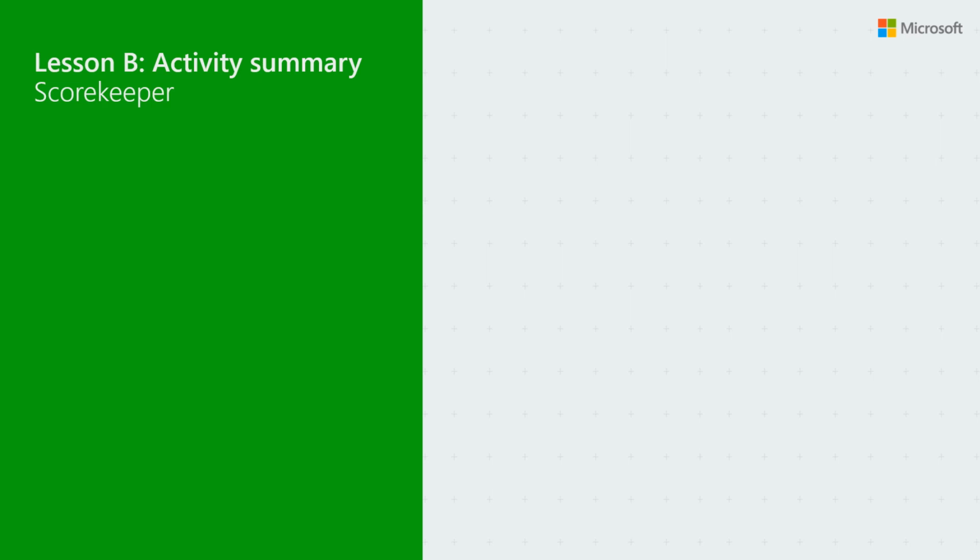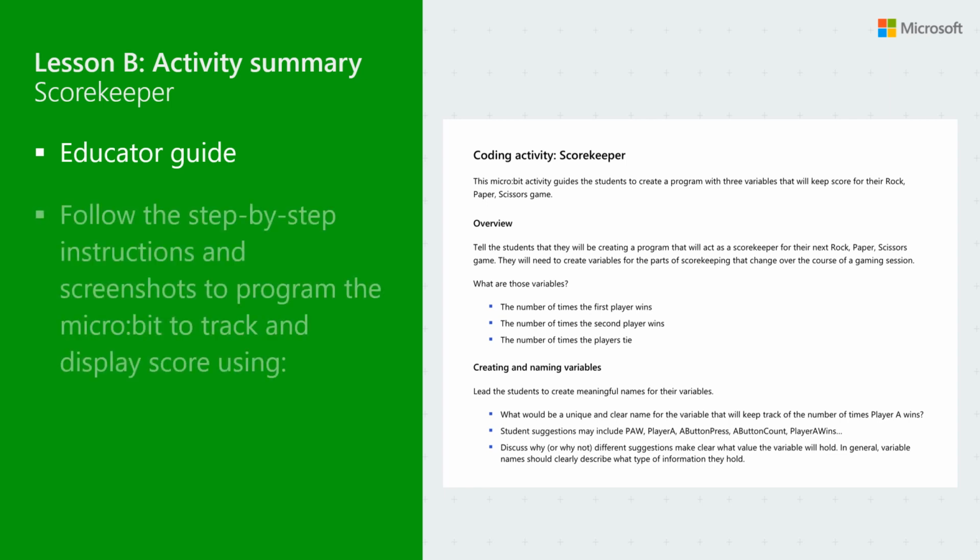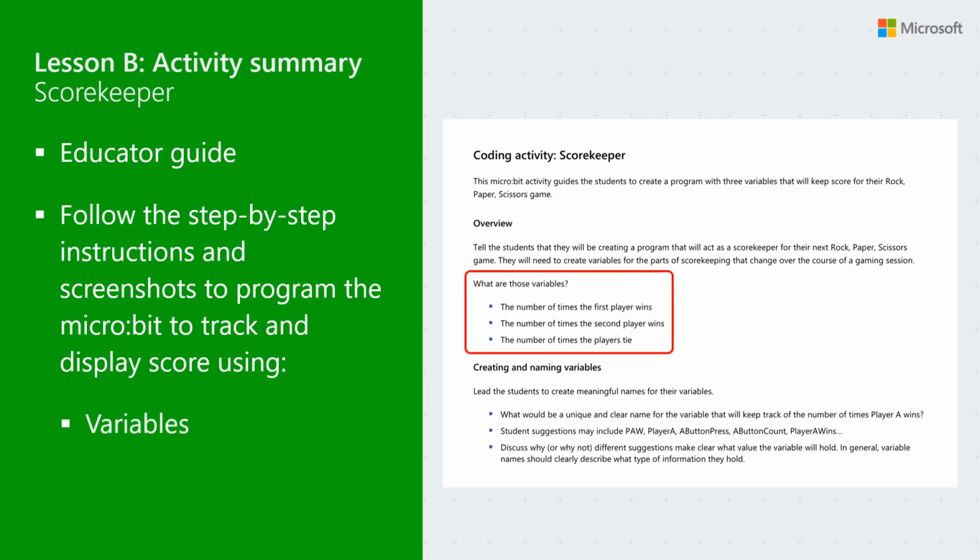Now in lesson B, you'll follow the step-by-step instructions and screenshots to lead the activity to code the microbit to track and display the score while playing rock, paper, scissors. Now you'll use 3 separate variables to track each player's wins and the number of ties, and simple math operations to display the total number of rounds played.